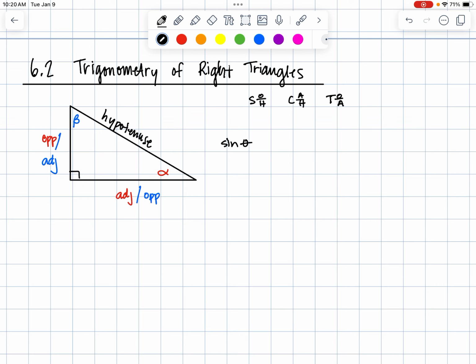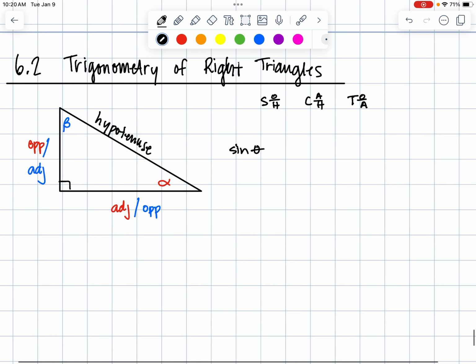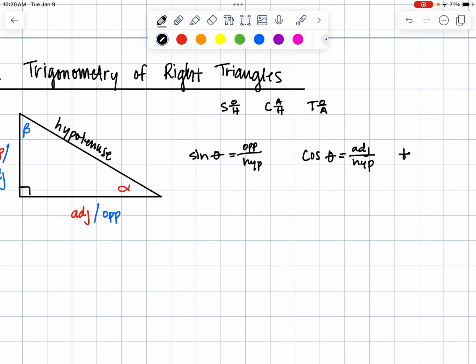Sine of theta. Remember, theta is just a placeholder for any angle. It could be this angle alpha, it could be this angle beta, it doesn't quite matter, but we need to know that sine is always a ratio of the opposite side over the hypotenuse. Cosine of theta is always a ratio of the adjacent side over the hypotenuse. And then the tangent of theta is always a ratio of the opposite side over the adjacent side. And that was our basic trig from geometry.